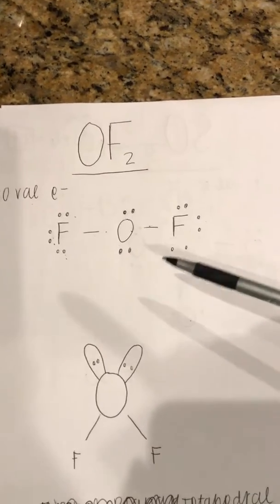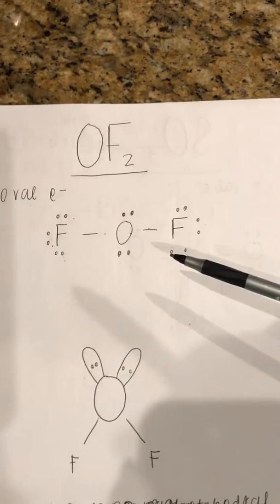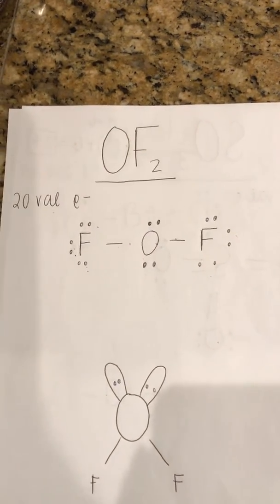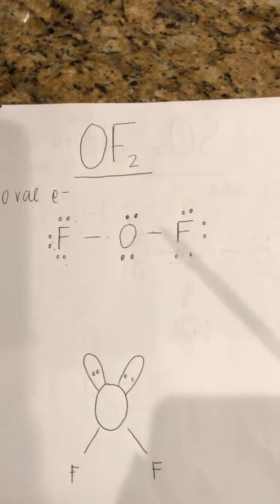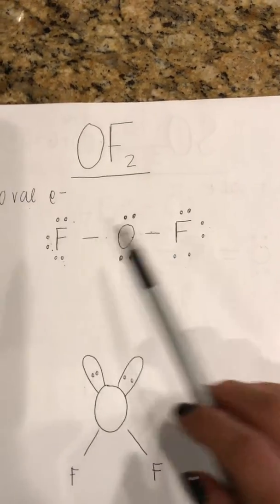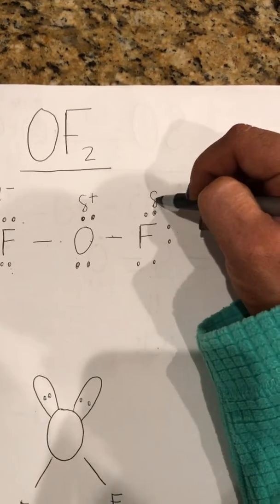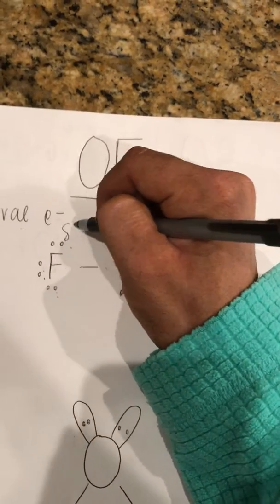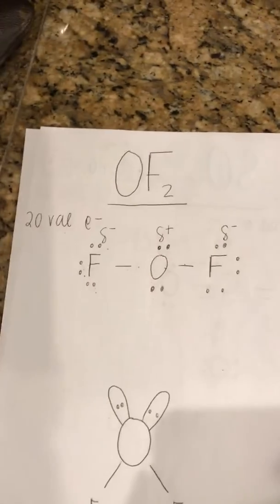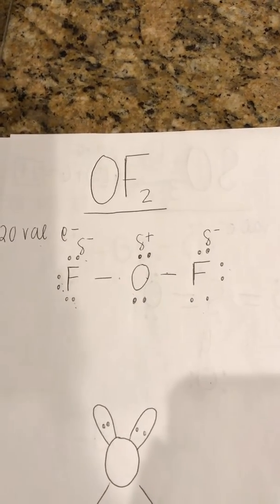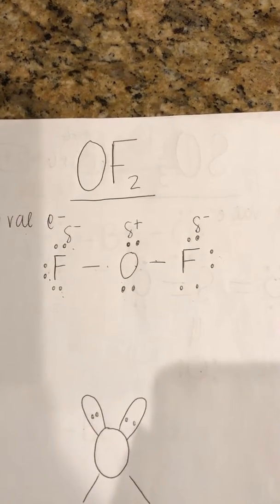I have to first find where the partial charges are. I have to identify the atom with the highest electronegativity. That would be the fluorine, and I will label these with partial negative and partial positive charge on the oxygen. So the oxygen will have a partial positive charge, and the fluorines will have partial negatives because fluorine has a greater electronegativity than the oxygen. The F's are negatively charged while the O is positively charged.